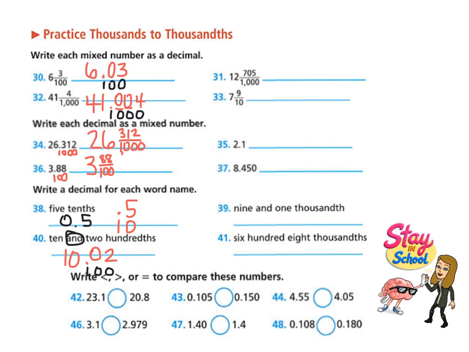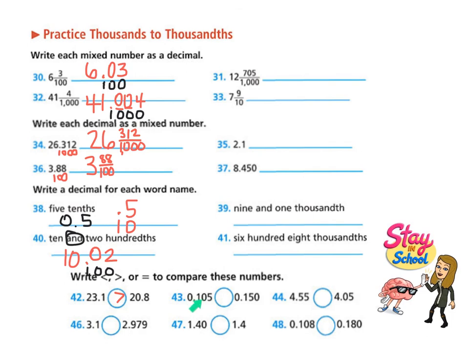And then finally, I'll compare the first 3, and you will finish the last. So comparing 23 and 1/10 to 20 and 8/10, 23 is bigger than 20. Right away, the whole number is larger on this one, and that automatically makes it a greater decimal. So 23, more than 20.